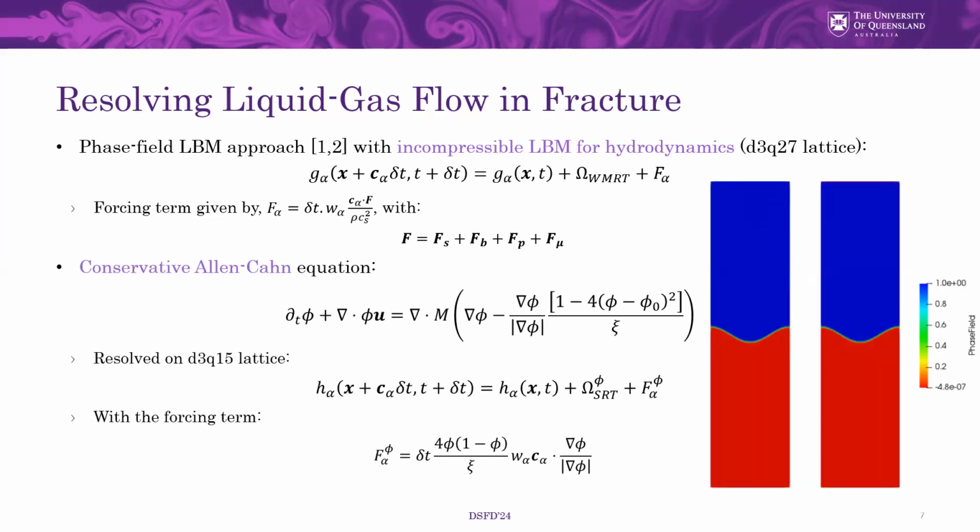So there's not too much else to speak of here, except perhaps the collision operators that we use. So for the hydrodynamics, we use a weighted MRT, whereas for the conservative Allen-Cahn, we get away with just a single relaxation time. We do also have this in a central moment space as well. But typically the weighted MRT gives us quite good stability properties.